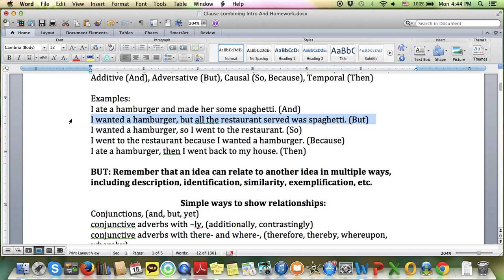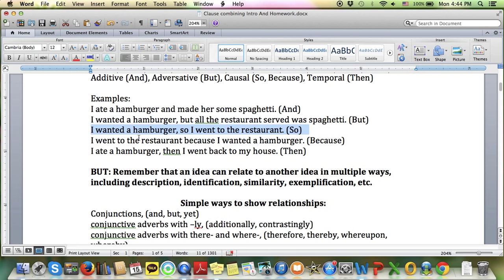adversative. Sorry, adversarial, like an enemy, whatever we want to say. I wanted a hamburger, but all the restaurant served was spaghetti. Whoops, I wanted this. The restaurant only serves this. This information goes against this information. Oh well. I wanted a hamburger, so I went to the restaurant.